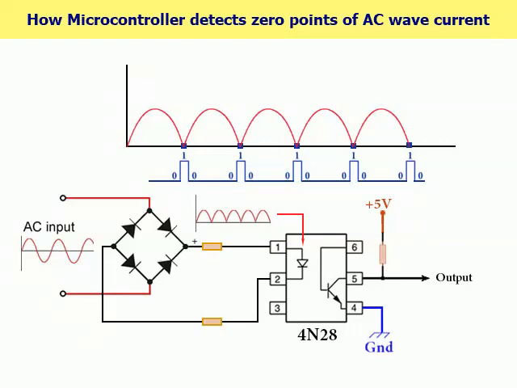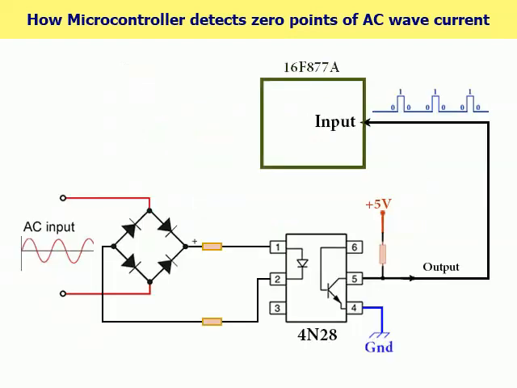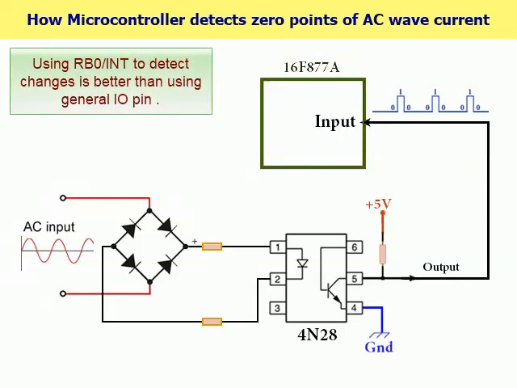All that is required now is to connect the output of the optocoupler to one of the input-output pins of the microcontroller, then configure this pin as input. The microcontroller can now easily detect 0 crossing points by detecting the changes at its input. But the best way to detect changes is to use the interrupt.